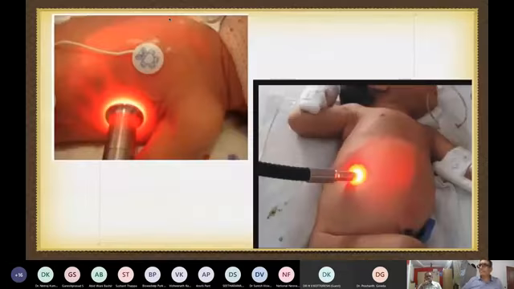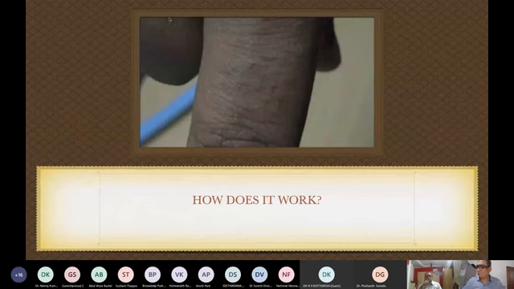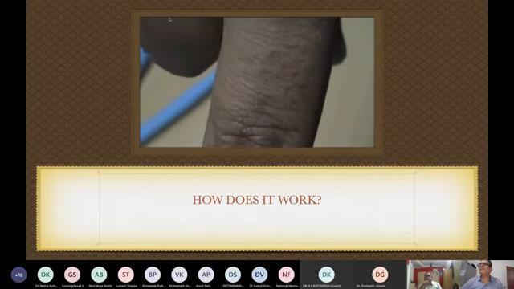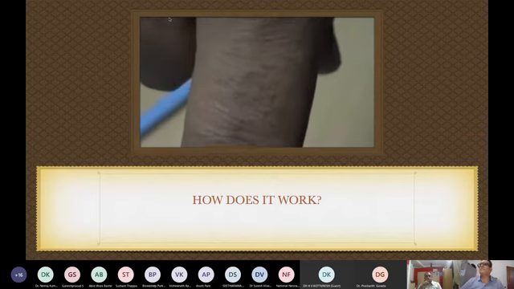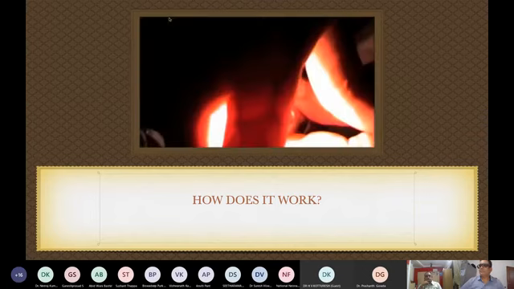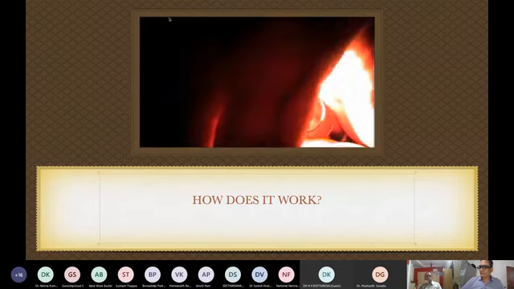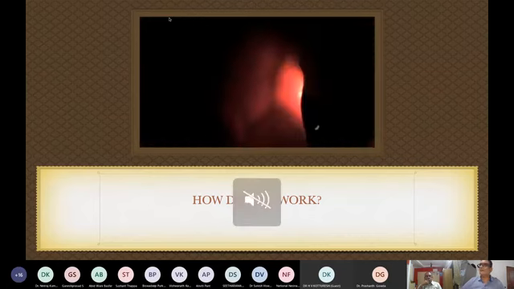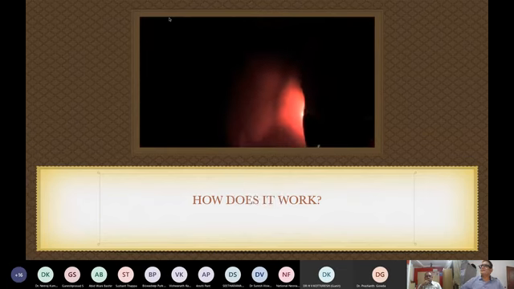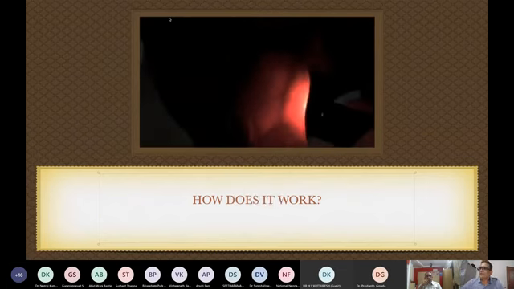Now, I will show you how it works. So this is an adult finger, and obviously you cannot see any vein in this area, right? This is just for demonstration purpose. But if I put the transillumination device, you can see that the veins are beautifully visible, right?